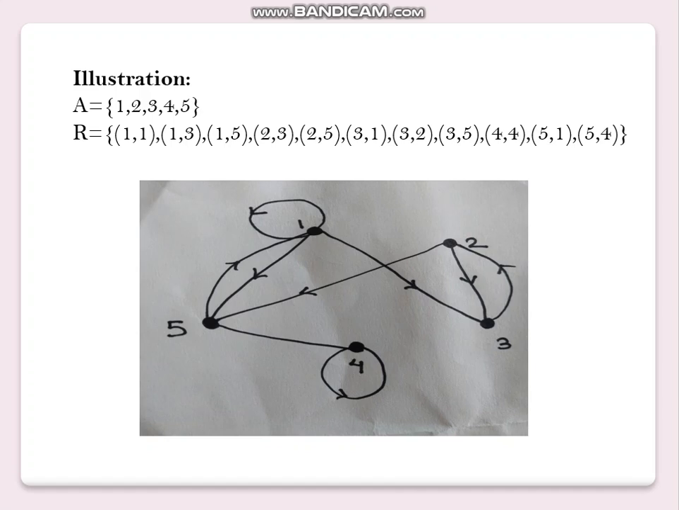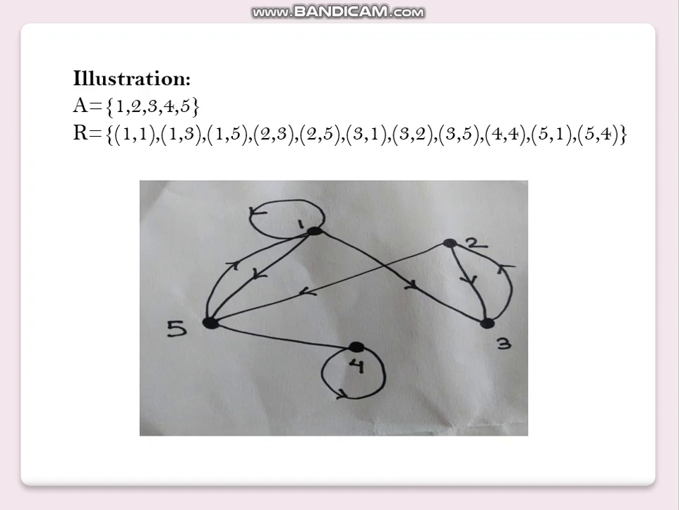You can see from the diagram that between 1 and 5 there are two edges, going from 1 to 5 and 5 to 1. That means both of them are related to each other. We have loops at 1 and 4. 3 and 4 are not related since there is no edge from 3 to 4. So this way we can talk about the relation if the digraph is given. That is just another representation of the relation.